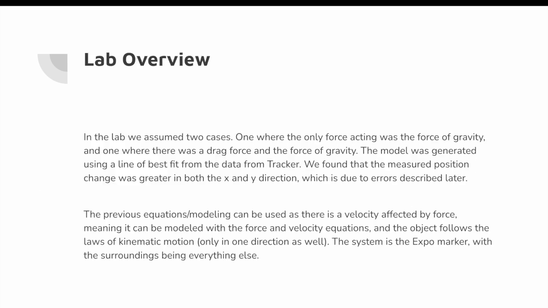And so in the lab, we assumed two cases. One where the only force acting was the force of gravity, and one where there was a drag force and a force of gravity. The model was generated in GlowScript using a line of best fit from the data from Tracker. We found the measured position change for the actual data was greater in both the x and y direction, which is due to errors described later.